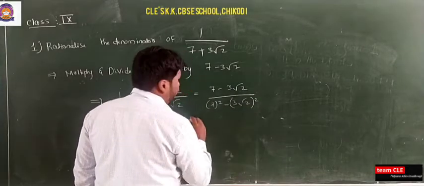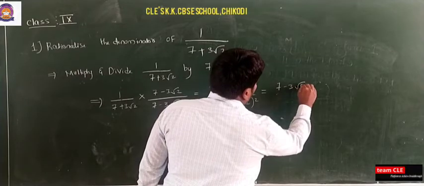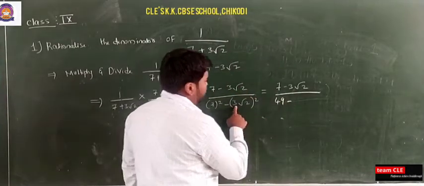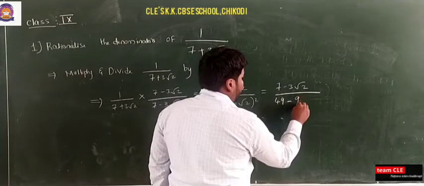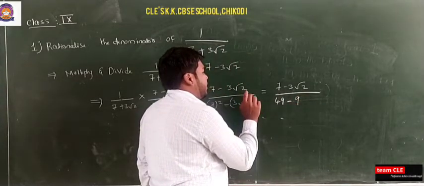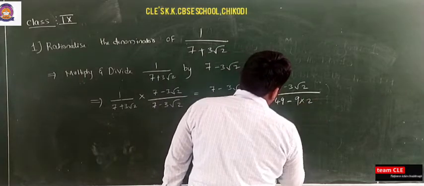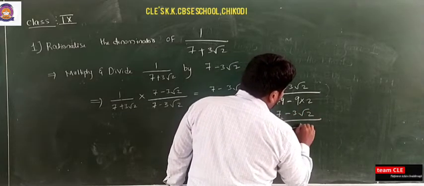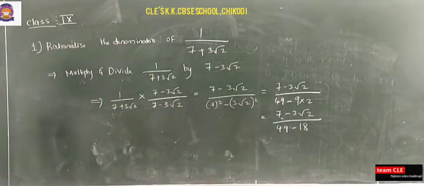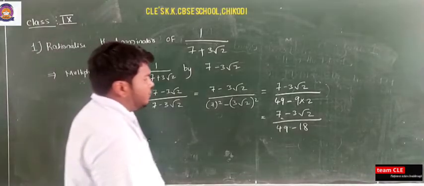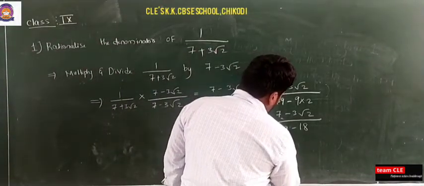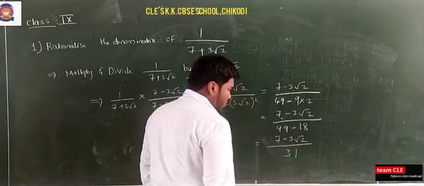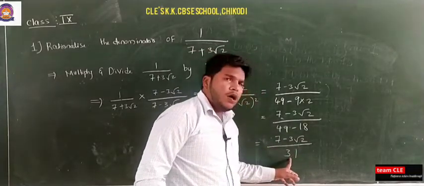After solving, you get 7 minus 3 root 2 whole divided by 7 square, which is 49, minus 3 square, which is 9, into root 2 square, where root and square get cancelled, leaving 2. So that is 7 minus 3 root 2 whole divided by 49 minus 18, which is 31. So you get 7 minus 3 root 2 divided by 31.